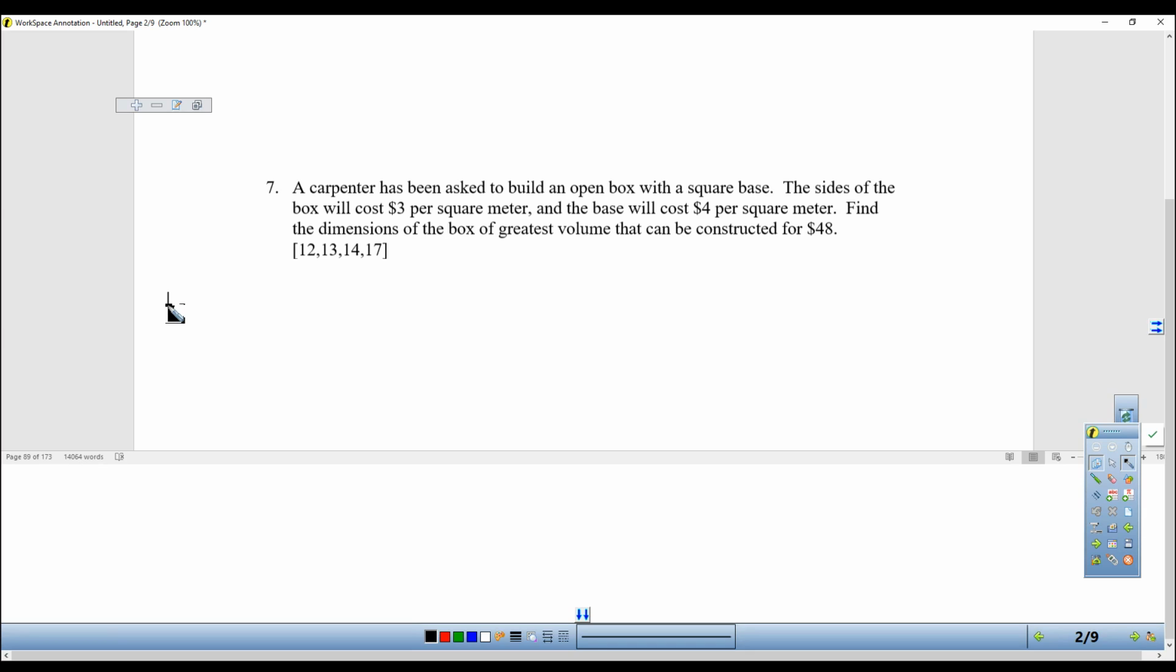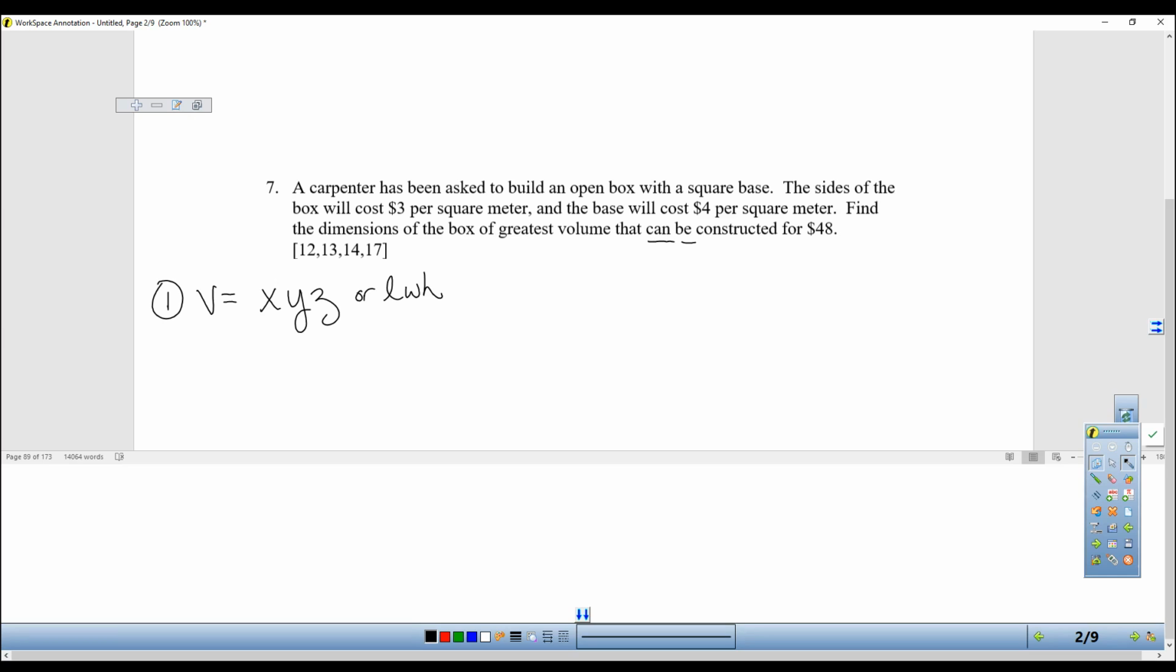Okay, I see my equation number 1. I need the volume of a box. Don't overthink this. The volume of a box is x times y times z, or length times width times height, whatever makes more sense to you. That can be constructed for $48. There's my constraint. I only want to spend $48.